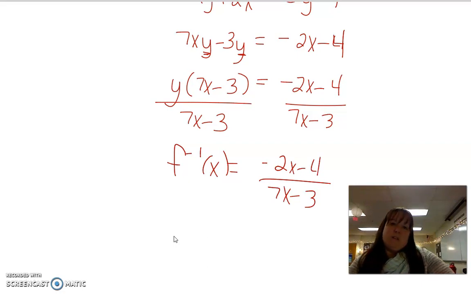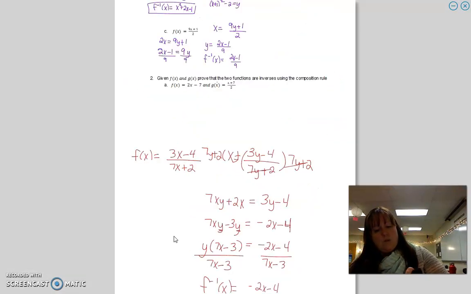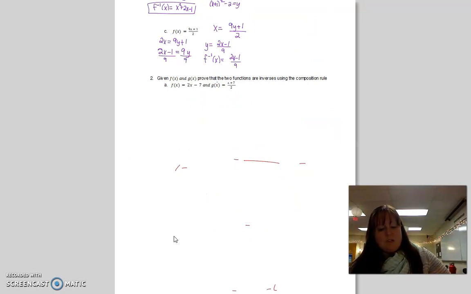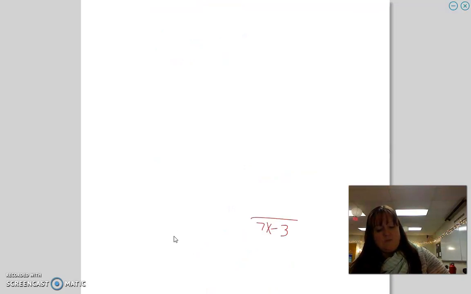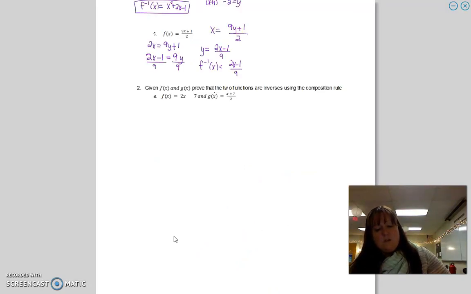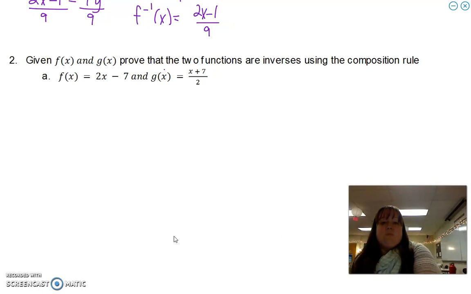So that's just one more example. It's not on your study guide, but it's really important to see those. Okay, now we've got the composition rule for inverses. And remember, this just helps us prove that two functions are in fact inverses. So given that we have these two functions, it says prove the two functions are inverses using the composition rule.